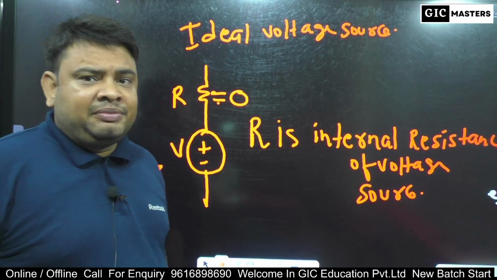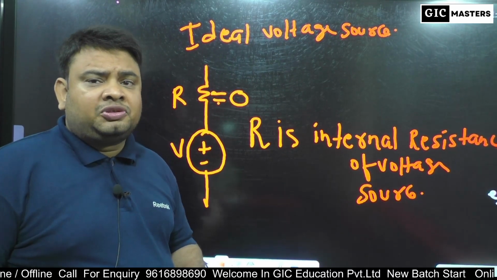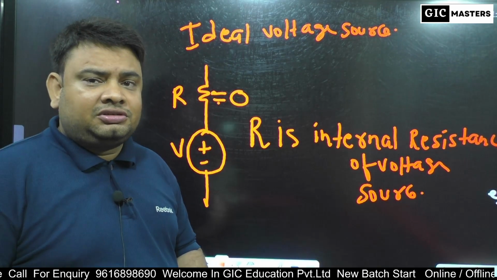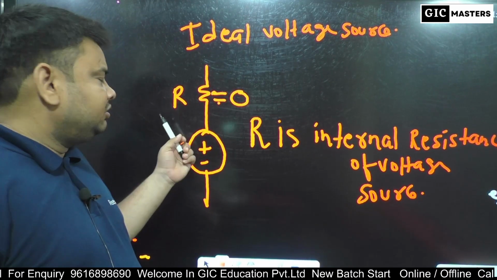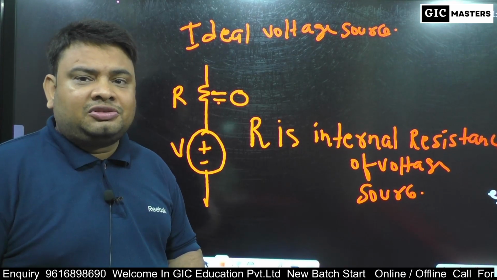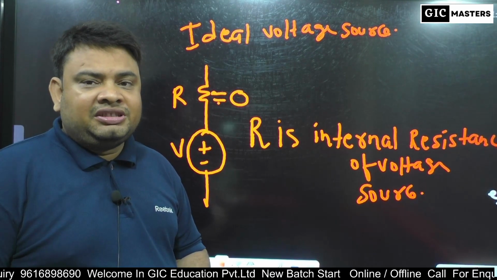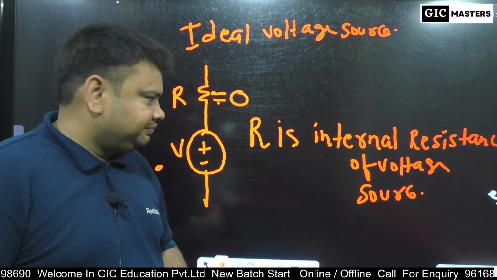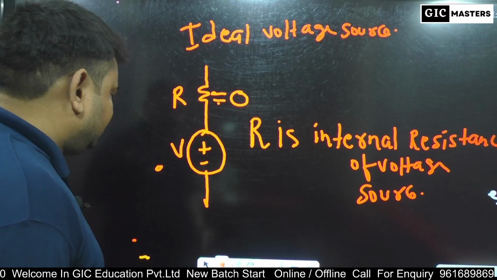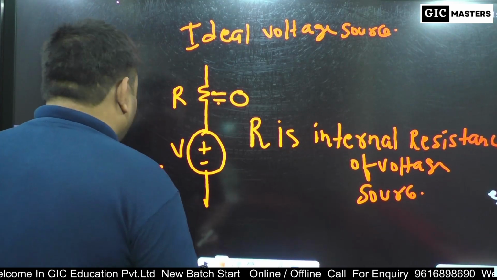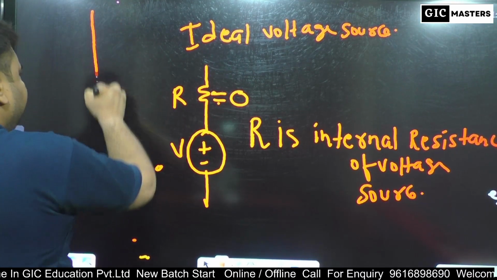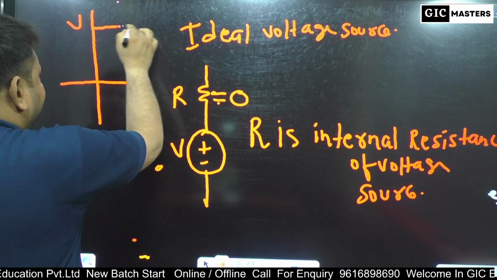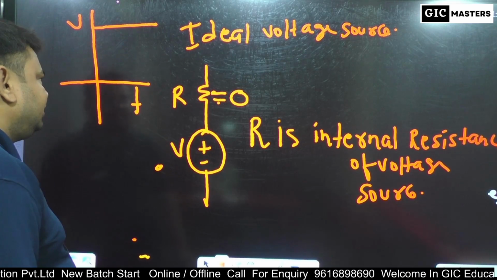In many examinations, questions ask what is the internal resistance of an ideal voltage source. The resistance of an ideal voltage source is 0. It means this is a short circuit. When we draw a graph between voltage and time for an ideal voltage source, then the graph is always a straight line.